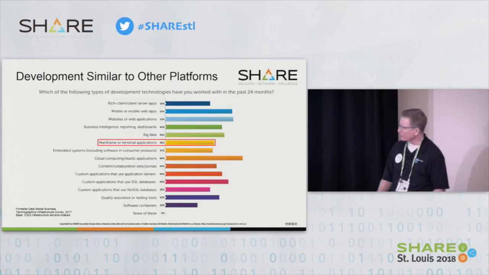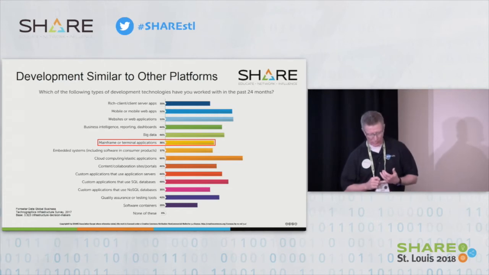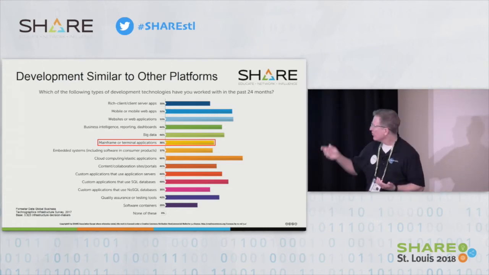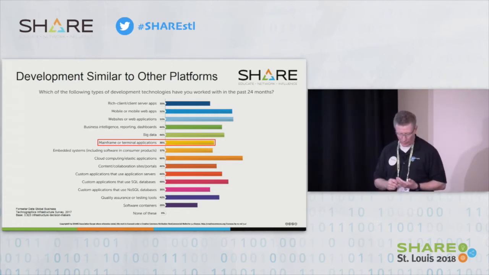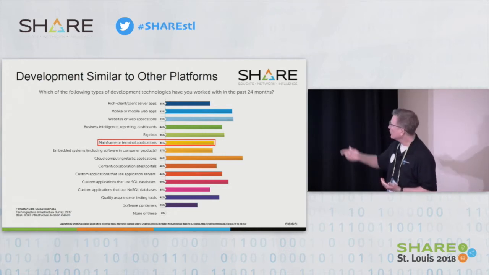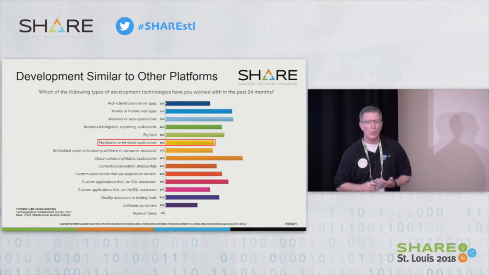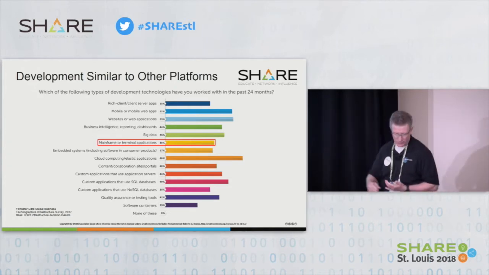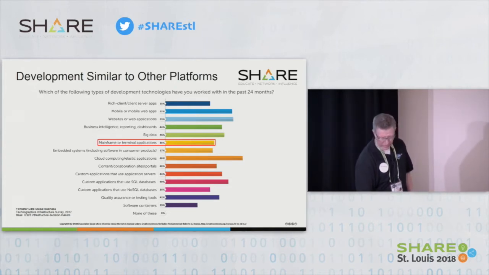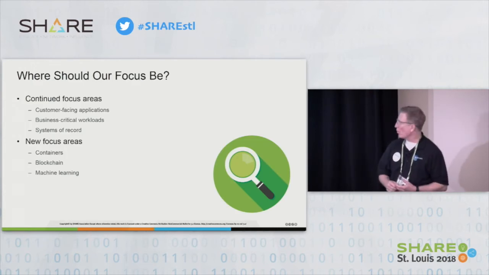From the same 2017 survey, we saw that mainframe development is fairly in sync with other platforms like web and cloud and mobile. So here we ask, which types of development technologies are people working with? Mainframe's right in the mix, holding steady and not shrinking. So where should our focus be?